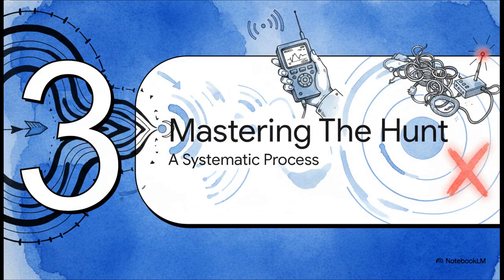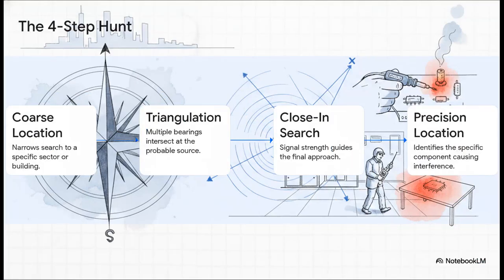All right, with those safety rules locked in our minds, we can get to the really exciting part. Part 3, mastering the hunt. This is where the guide lays out a super methodical, step-by-step process for tracking that RFI culprit right to its source. And this isn't about just wandering around and hoping for the best. The tutorial outlines a fantastic 4-step system.